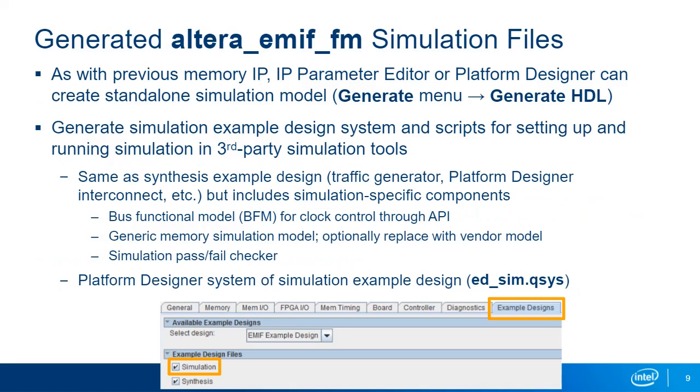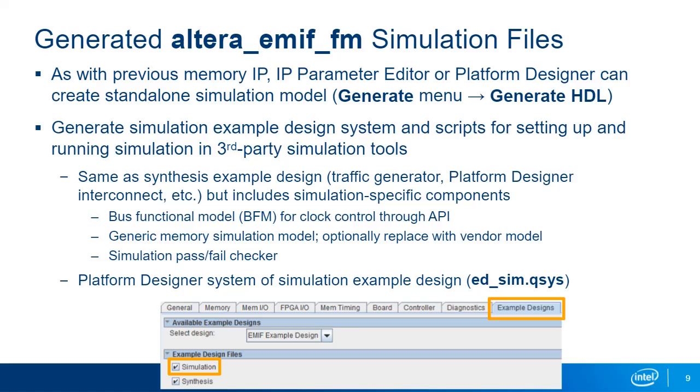As with other IP, the IP parameter editor and Platform Designer can generate simulation models for the interface that you can use in your own simulation design. Just choose to generate the simulation model in the Generate HDL dialog box when generating the IP or system design. However, if you choose to generate the simulation example design using the option discussed earlier and shown here, a complete simulation-optimized system design is created.